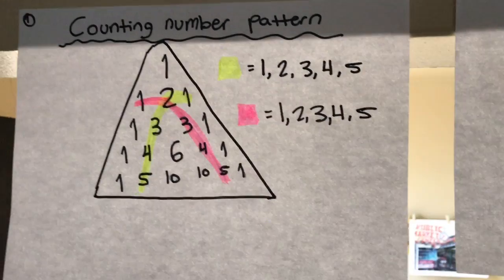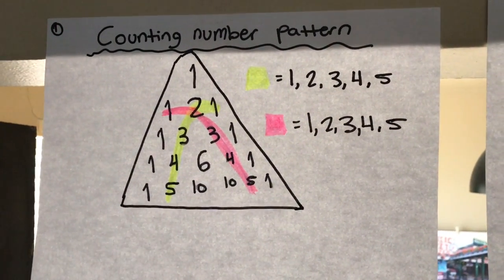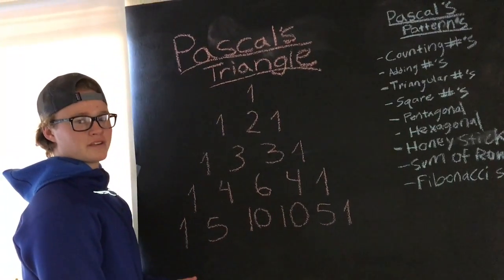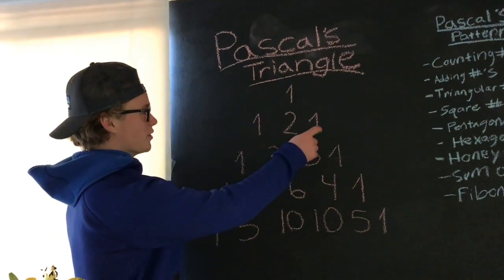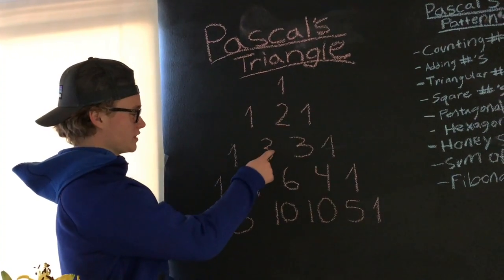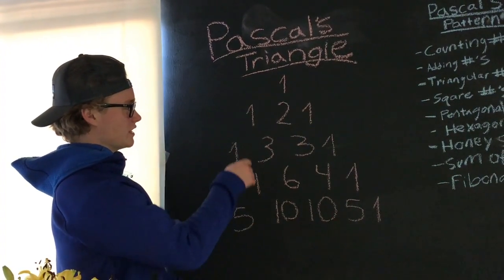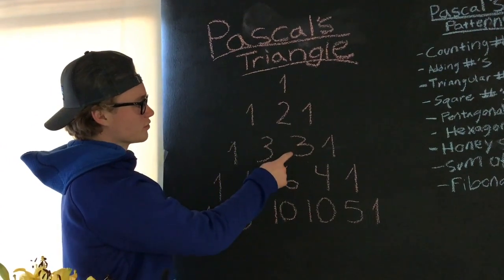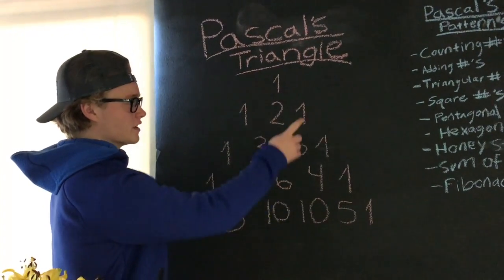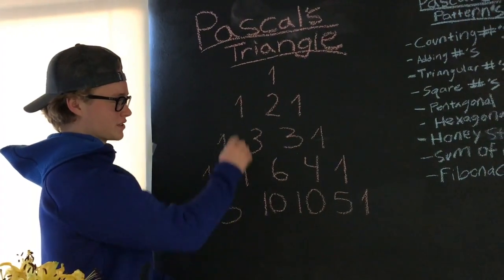The first pattern I'm going to explain is the counting number pattern. To explain the counting numbers more in depth, as you can see here, it goes 1, 2, 3, 4, and 5. And over here on the left side, it goes 1, 2, 3, 4, 5. All these are counting numbers going each way.